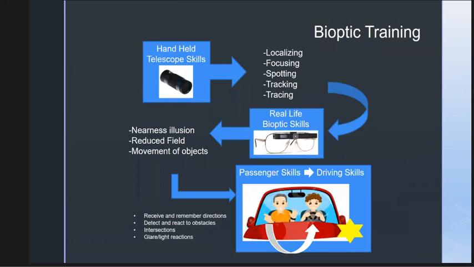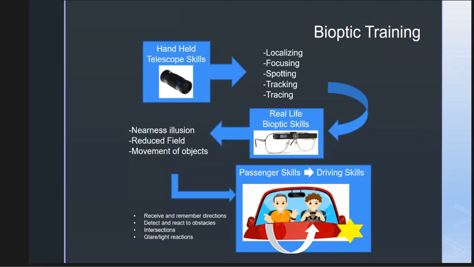So let's talk about bioptic training. First, we're going to need to have really solid handheld telescope skills from these patients. These patients are going to need to localize, focus, and be able to spot, track, and train efficiently and effectively in a real-world setting. Then we can put them in a bioptic. Once they're in a bioptic, we have to train them with real-life bioptic skills, and they have to be comfortable walking around with that.